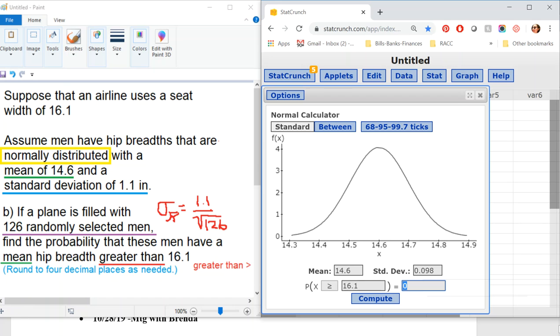And I hope that helps with the difference between finding the probability associated with a single score and finding the probability associated with a mean. We have to change the standard deviation so that it is taking into account the sample size.